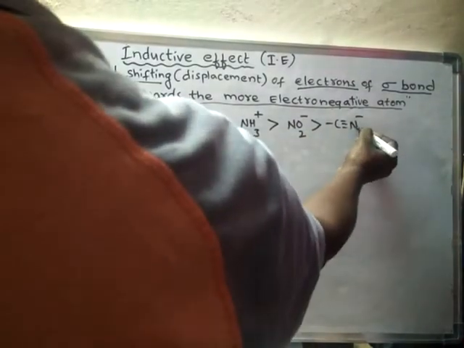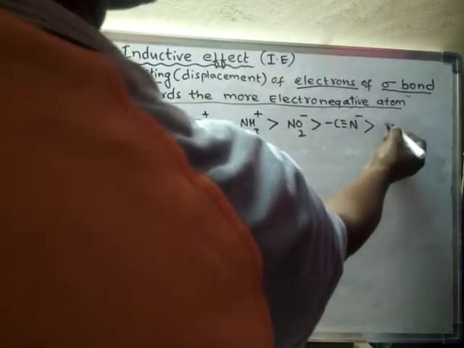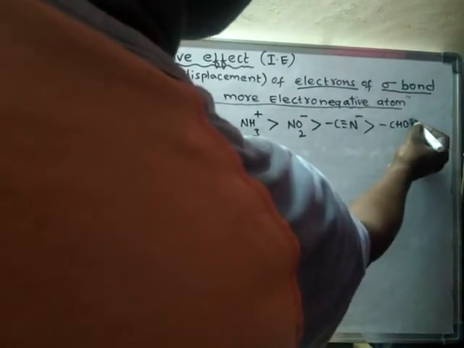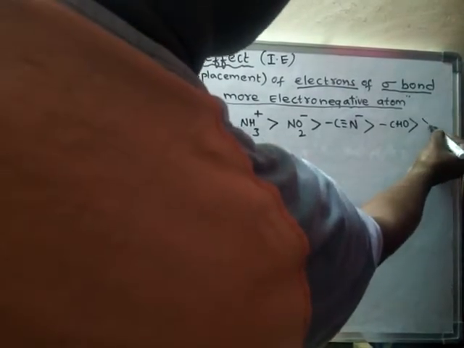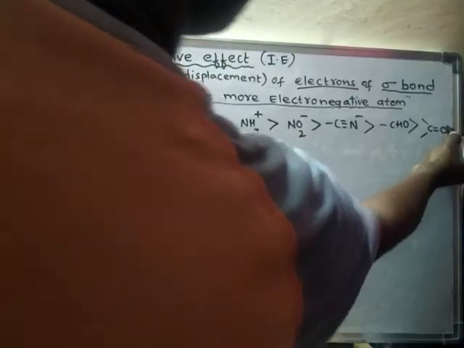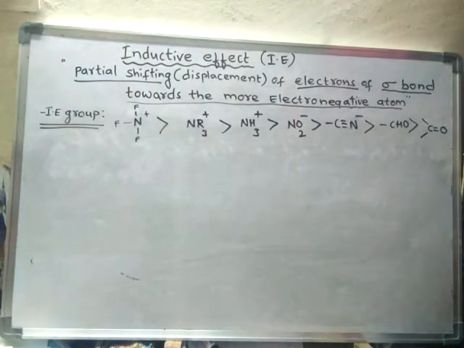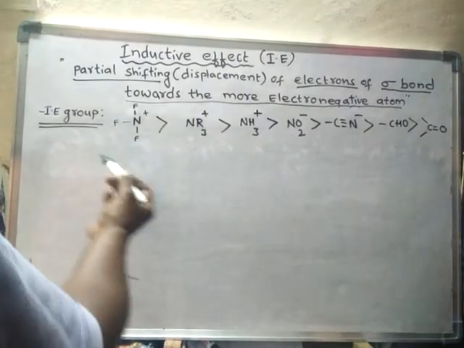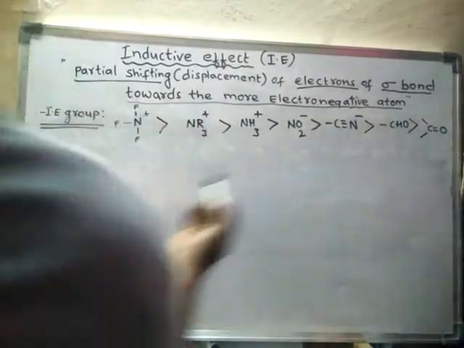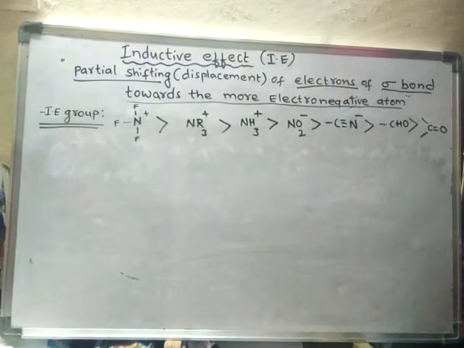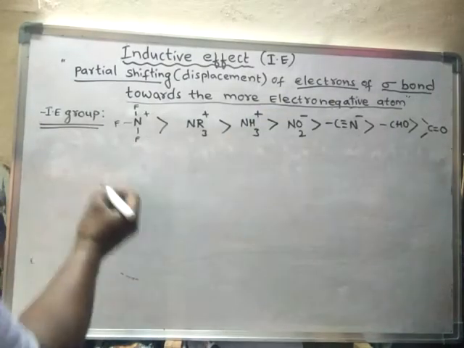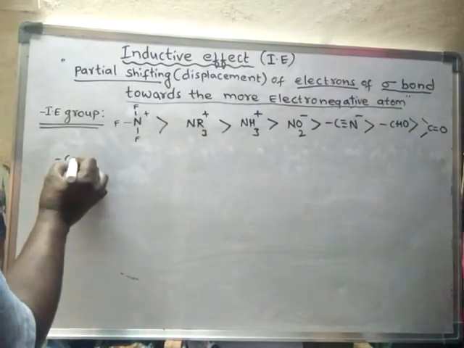Next to cyanide is aldehyde, generally written like this, CHO, and next to CHO is the ketone group. Out of these, aldehyde shows much more minus I effect than ketone. Next to ketone is the acid group, COOH group.